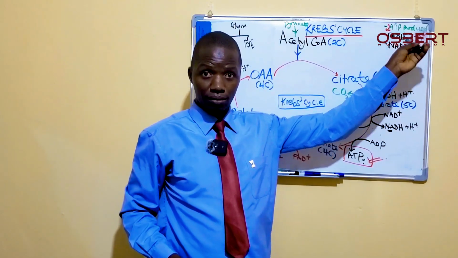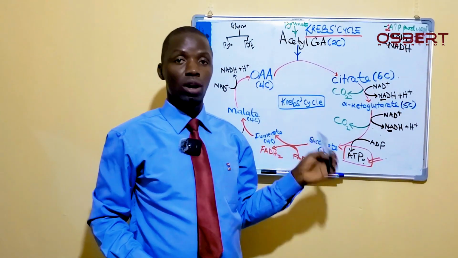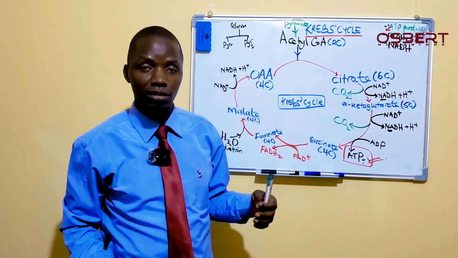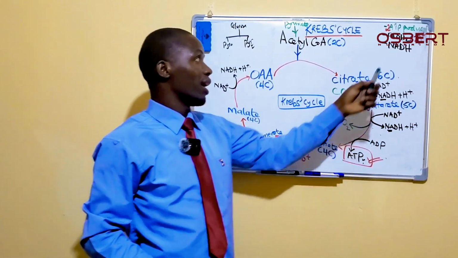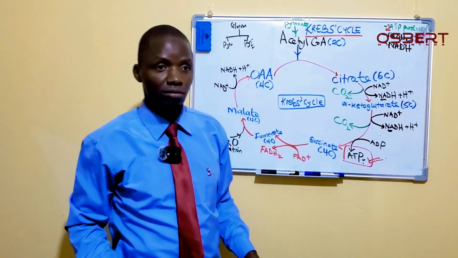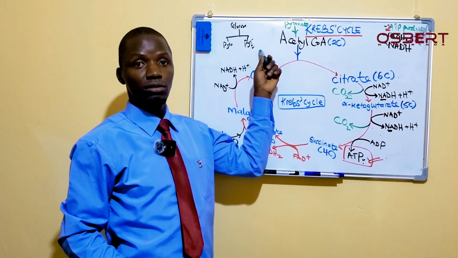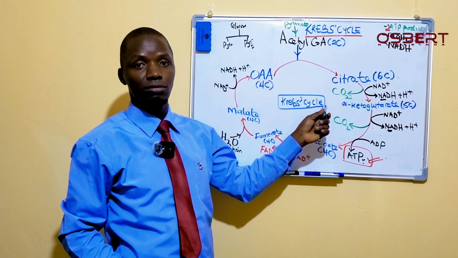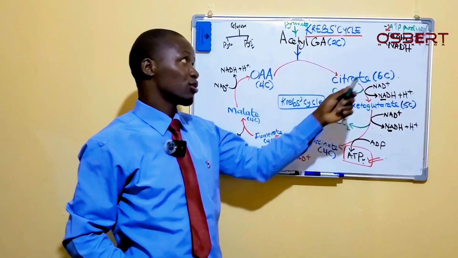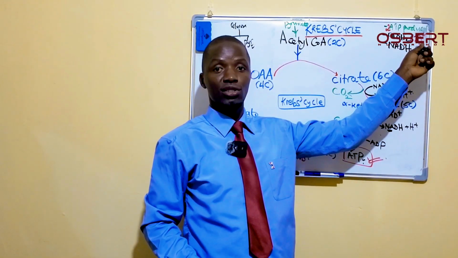2 FADH2, 1 from each pyruvate under the Krebs cycle. We have 2 FADH2, but 1 came from each pyruvate, but how many pyruvates were there? There were 2 that came into the Krebs cycle from glycolysis. And that's where we're having 2 FADH2.